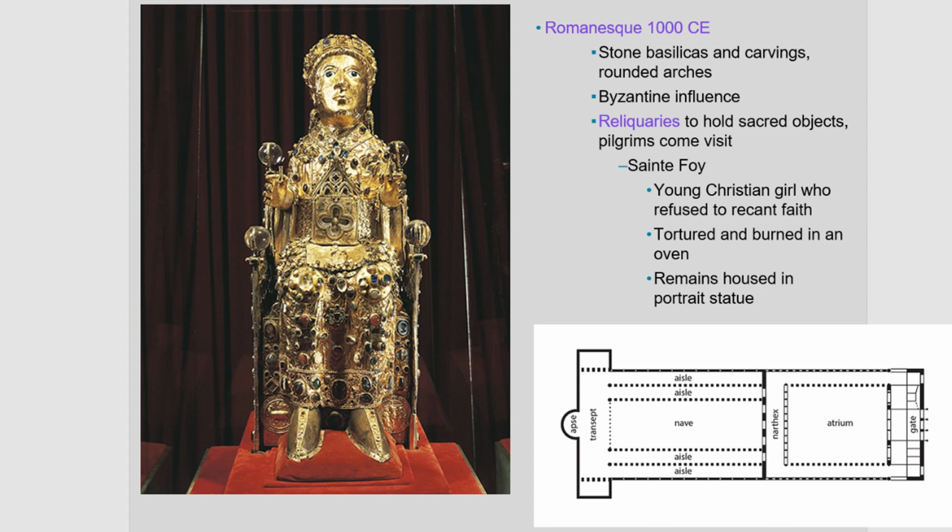This here is what's called a reliquary, which are a huge thing at this time. They're used to hold sacred objects, and pilgrims come to visit. Pilgrimage is, of course, very important in this era. It's like how your church, your city, gets money from tourist dollars. This is Saint Foy.